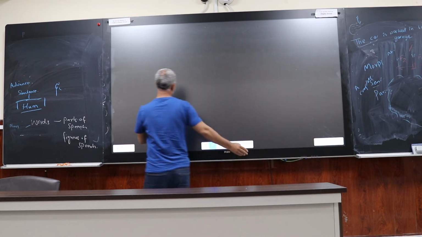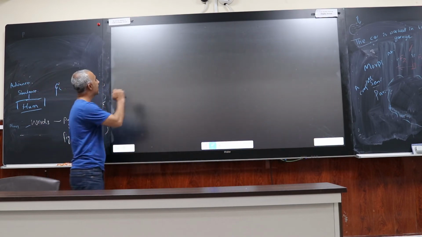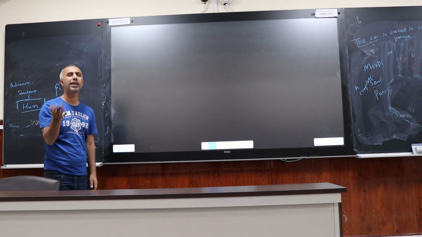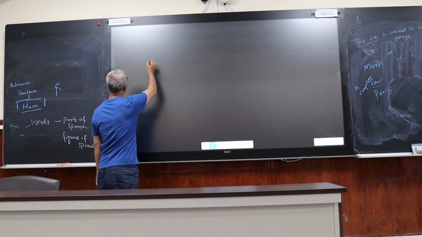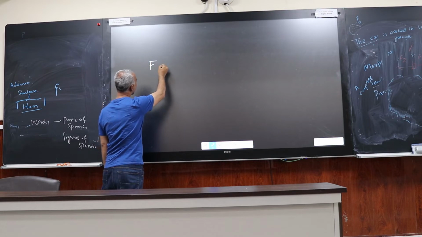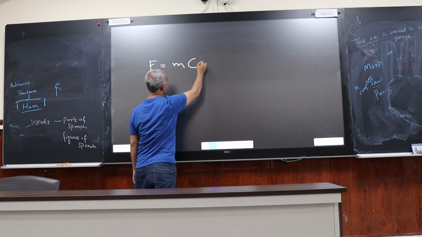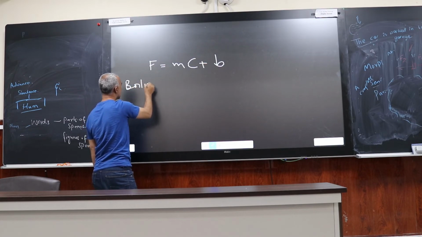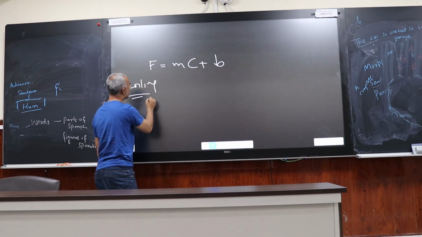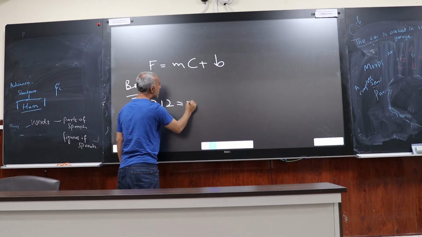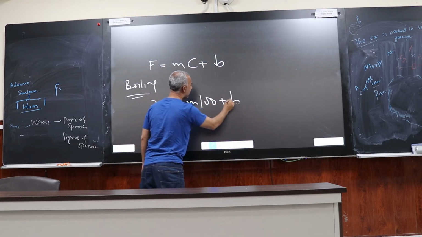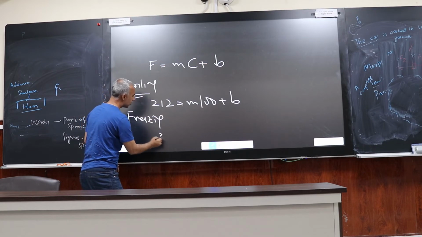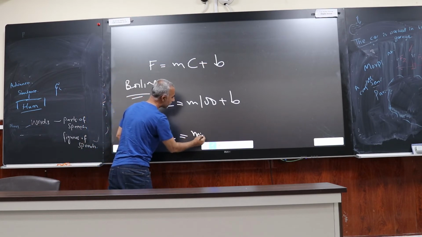Another way, as, sorry, what is your name? Abu Bakar said that we can use the elimination process, as we learned in the 5th grade. Actually, for a moment, F equals mC plus b. In the boiling case, this equation is 212 equals m times 100 plus b. In freezing case, 32 equals m times 0 plus b.